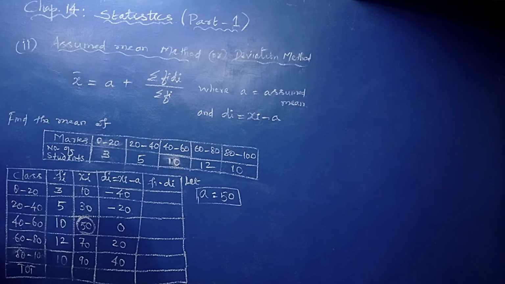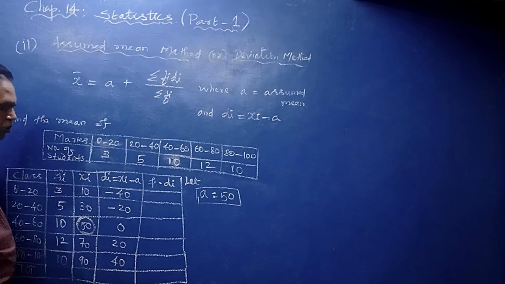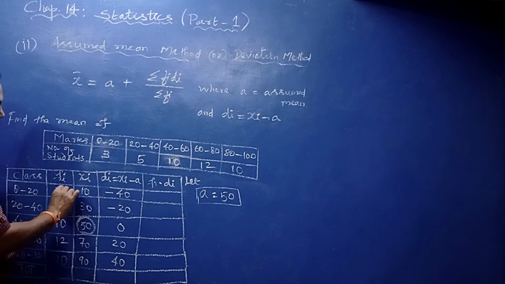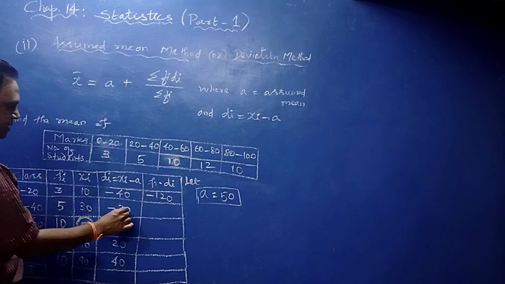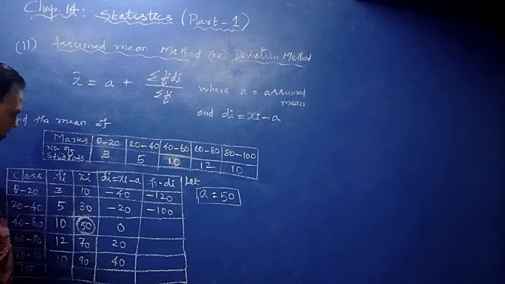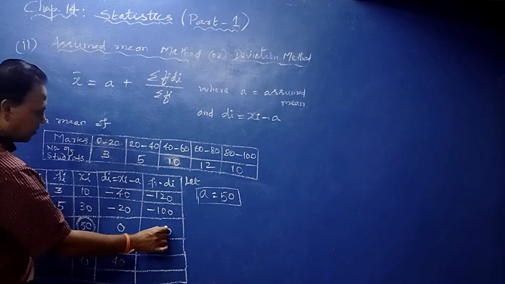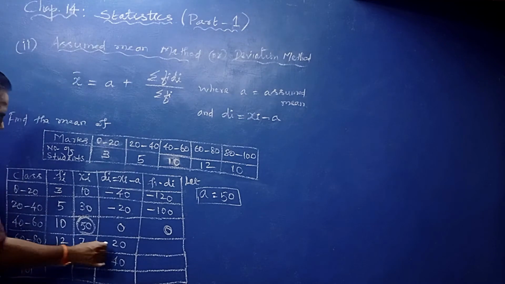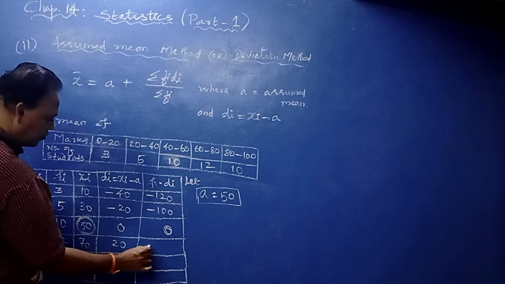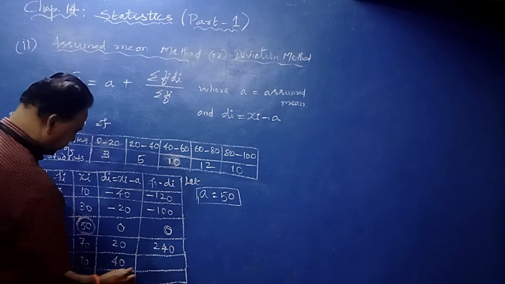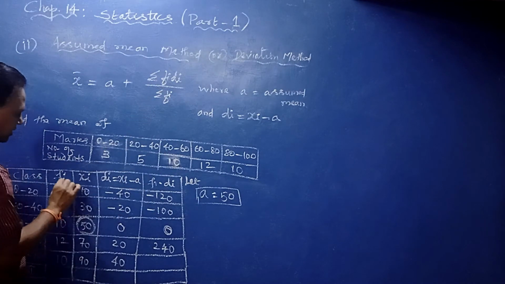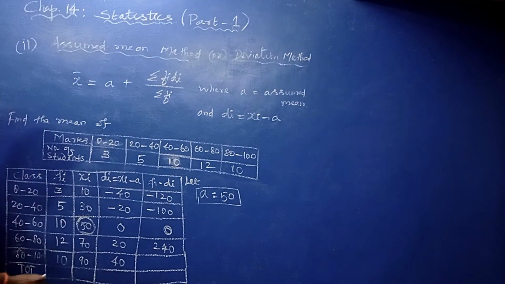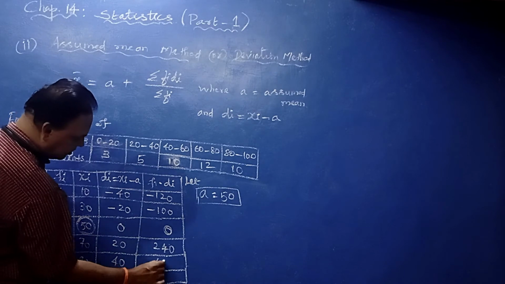Okay. Now both you have to multiply. That is very important. Both you have to multiply. So that means this and this multiply. Minus 120. Okay. Minus 100. Here 0. You see, the center value is getting 0. Right. Here 12 times 20 means 240. Correctly, how to multiply: you should not multiply xi, you multiply fi into di. In the formula you have fi into di. Okay, that's why these two multiply. Now 10 into 40, 400.